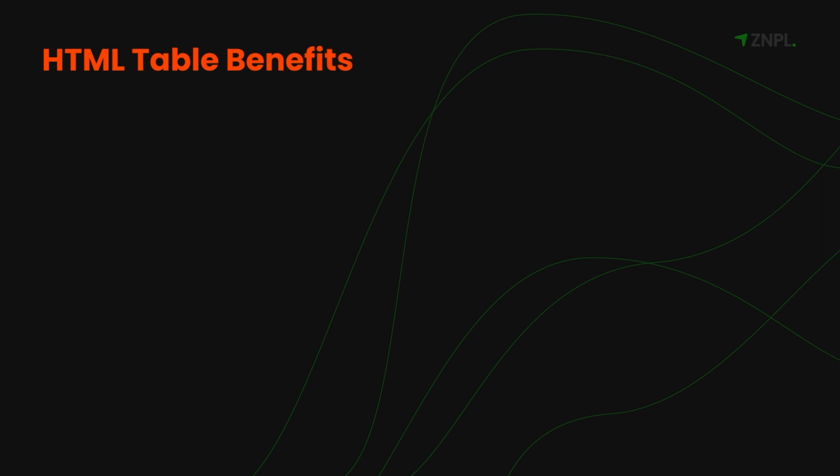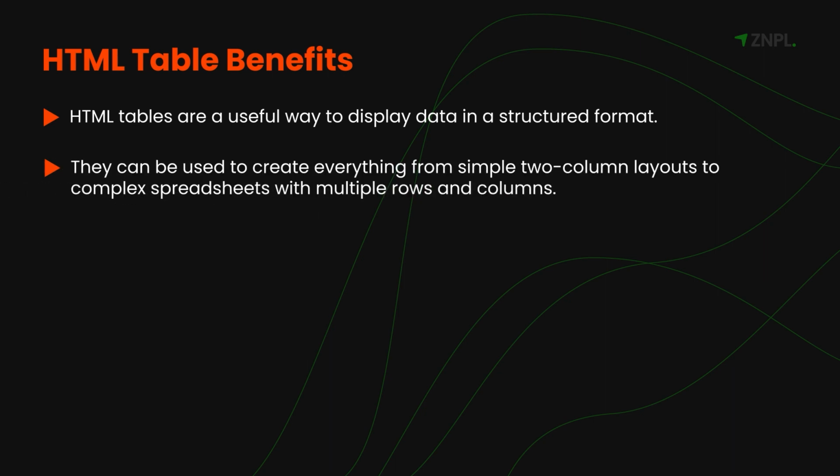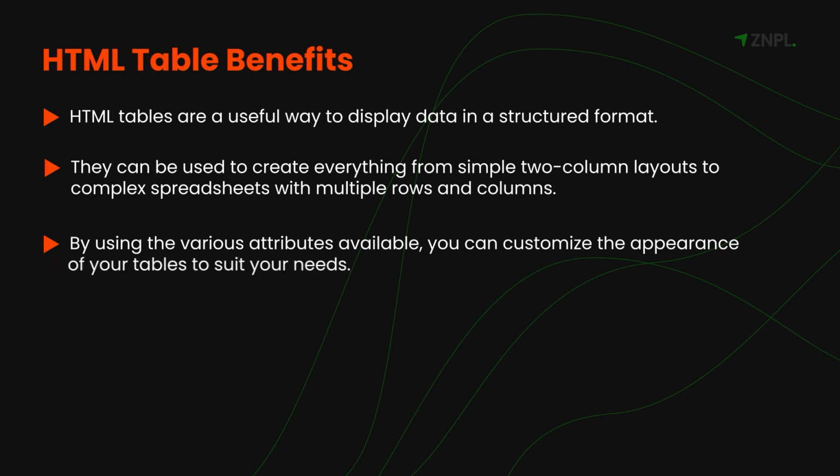HTML table benefits. HTML tables are a useful way to display data in a structured format. They can be used to create everything from simple two-column layouts to complex spreadsheets with multiple rows and columns. By using the various attributes available, you can customize the appearance of your tables to suit your needs.